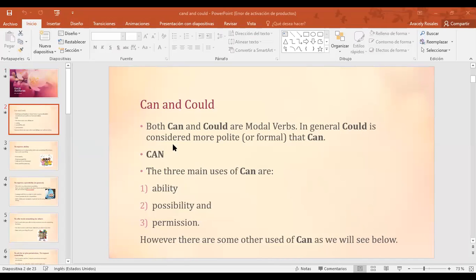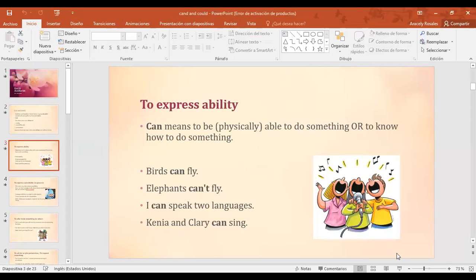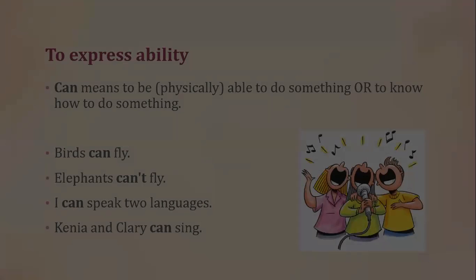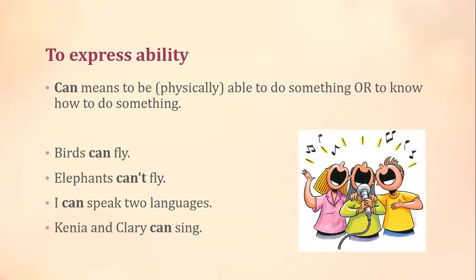Vaya, estábamos hablando entonces, ¿verdad?, de lo que es el auxiliar can. Nos vamos a enfocar en este auxiliar, pero más que todo, como lo decía allí, cuando estamos hablando de habilidad. So you can see that here we have the use of can, and it says that most of the time we are going to use it to express ability. Can means to be physically able to do something or to know how to do something. O sea, el can significa que nosotros somos capaces de hacer algo o sabemos cómo hacer algo.